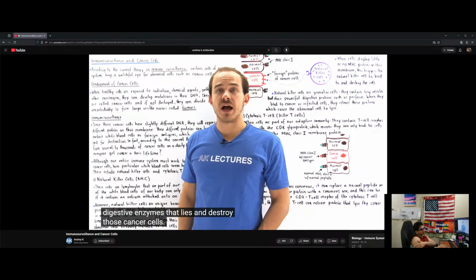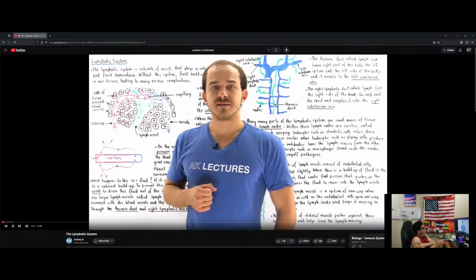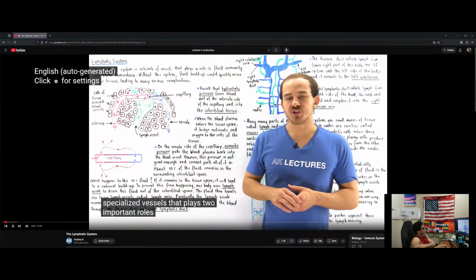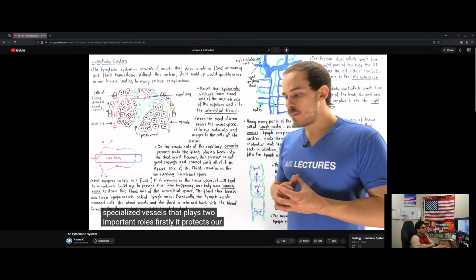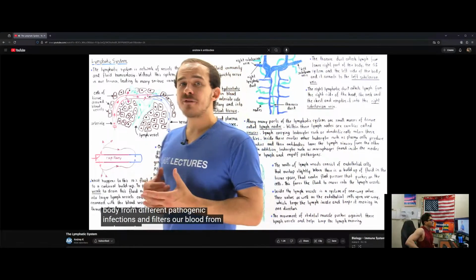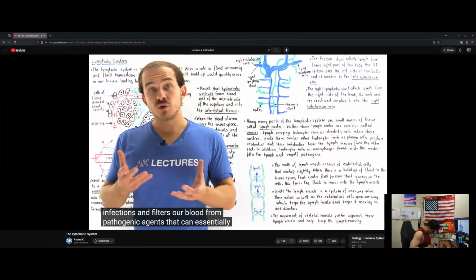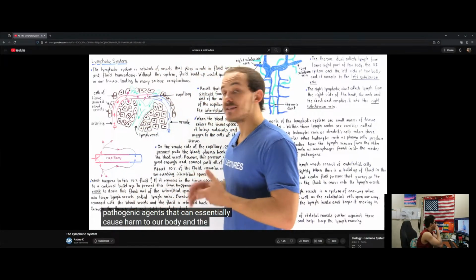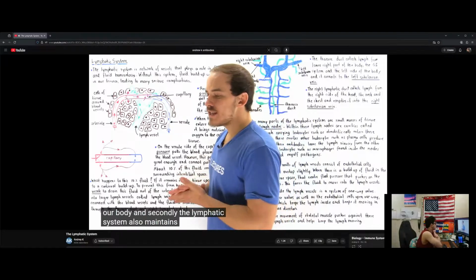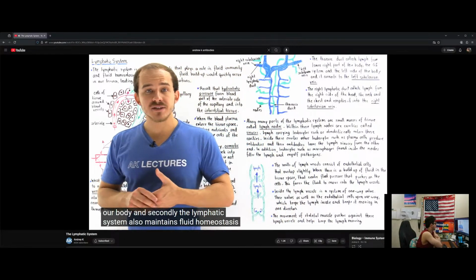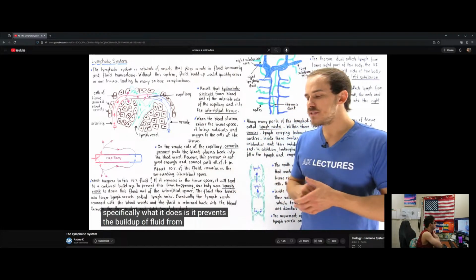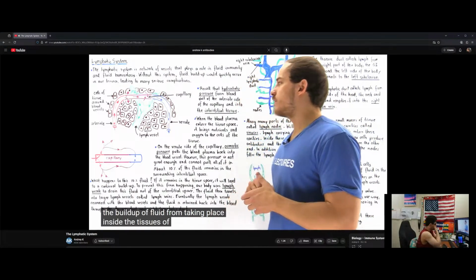The lymphatic system is a network of specialized vessels that plays two important roles. Firstly, it protects our body from different pathogenic infections and filters our blood from pathogenic agents that can essentially cause harm to our body and the cells of our body. And secondly, the lymphatic system also maintains fluid homeostasis. Specifically, what it does is it prevents the buildup of fluid from taking place inside the tissues of our body.